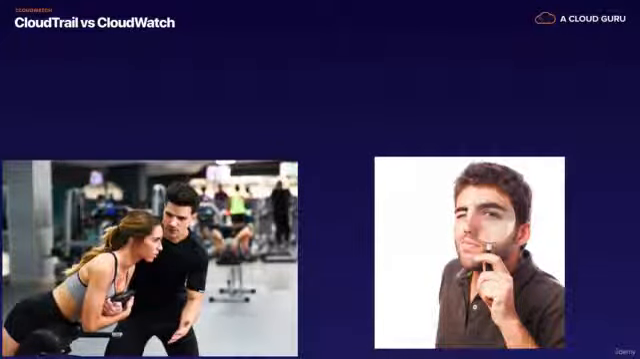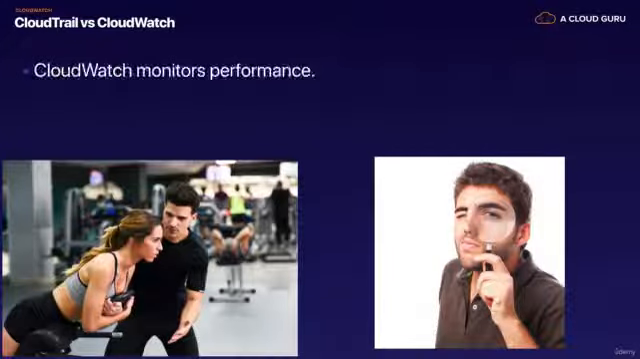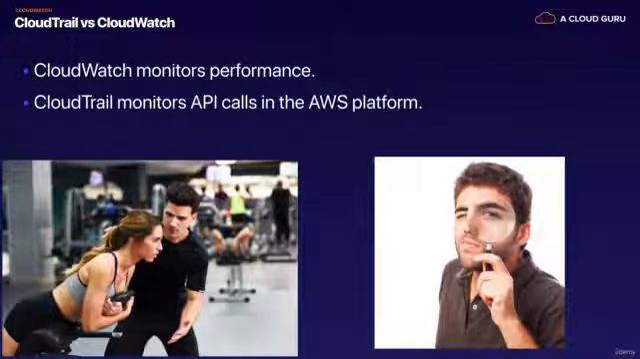Also remember, when we're dealing with CloudTrail and CloudWatch, Amazon like to try and confuse you between the two. So CloudWatch always monitors performance, whereas CloudTrail monitors API calls within the AWS platform. So again, if the question's asking you, you want to be able to see who set up an S3 bucket or who provisioned an EC2 instance, that's going to be CloudTrail. If you want to monitor the performance of an EC2 instance, that's going to be CloudWatch.